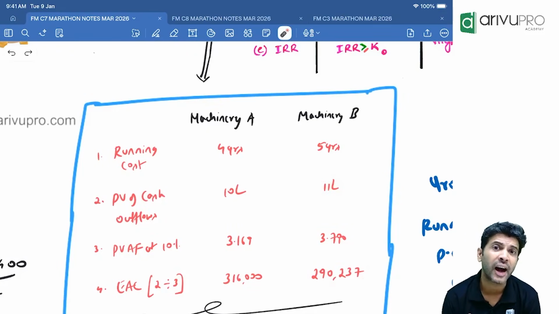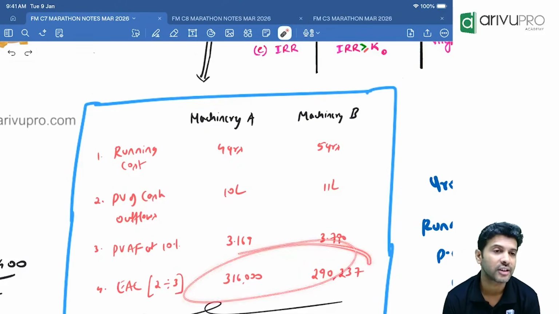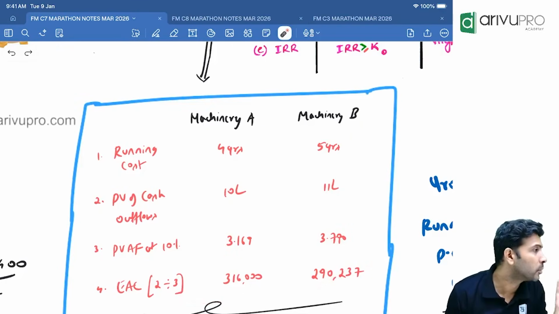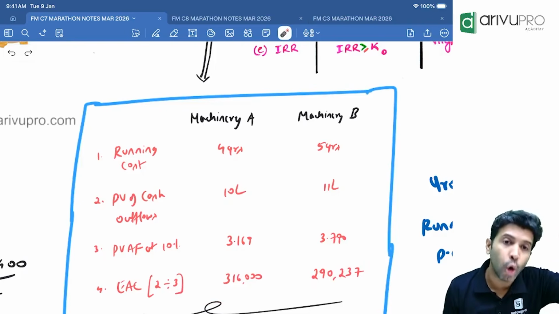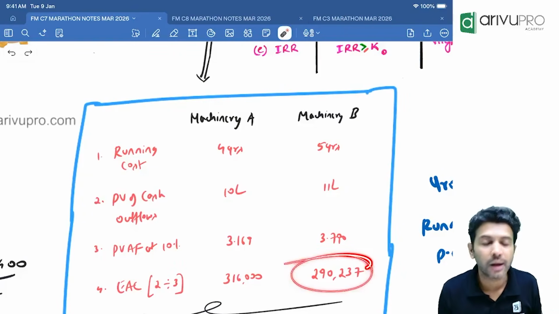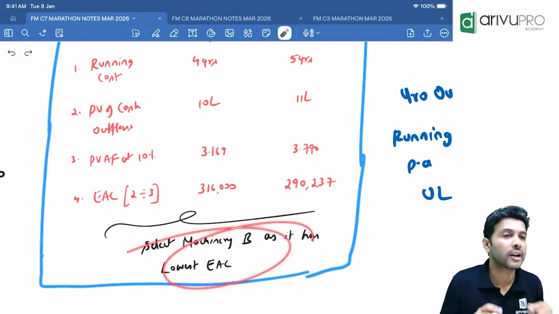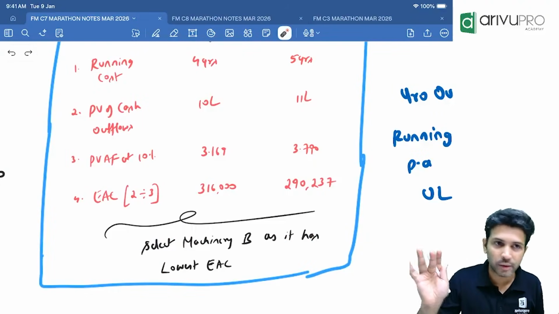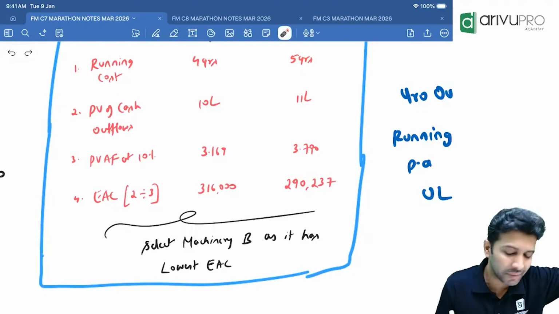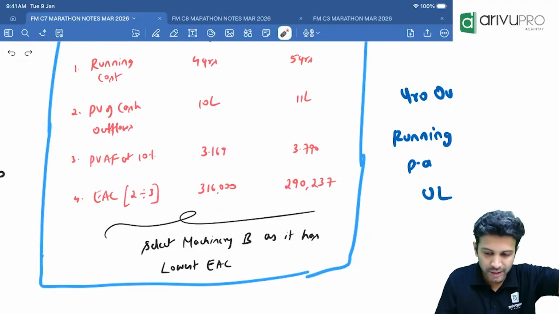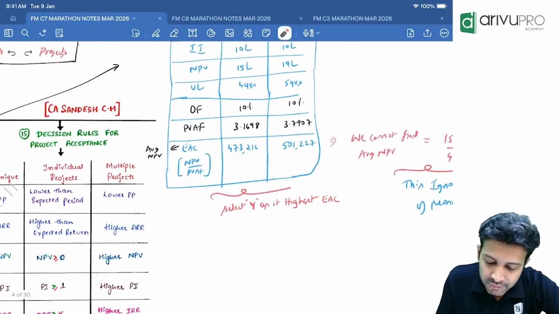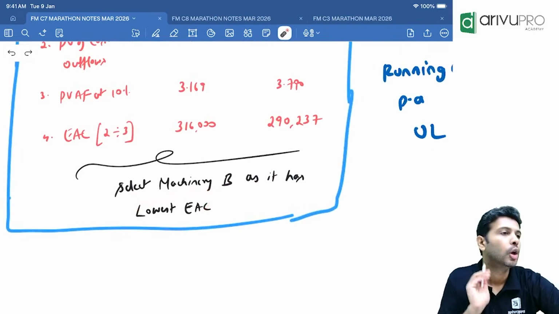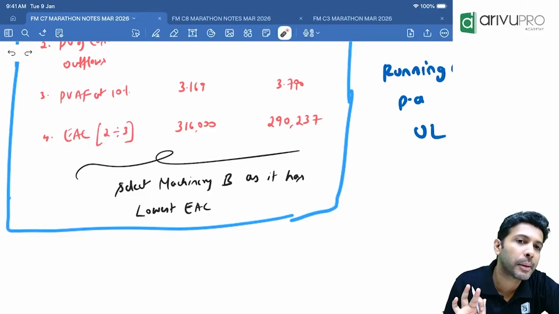Now tell me the decision rule. You will select the one with the highest EAC or the lowest EAC? This is not the benefit side. This is the cost angle. From the cost, if you are making the decision, you will select the one with the lowest average EAC. Which is the lowest number? Machinery B. So therefore, selection rule is this. Just because it is EAC, don't select the one which is highest. First check, have they given NPV or have they given cost? If it is benefit angle, then you'll select the one with the highest EAC. If you're working from cost angle, you'll select the one with the lowest EAC. That's the thing.